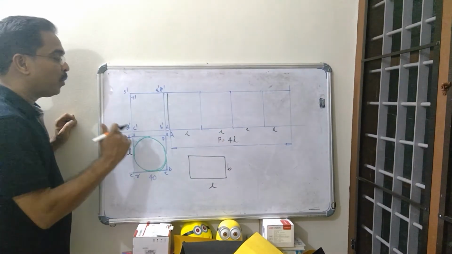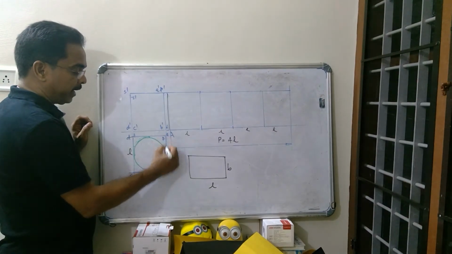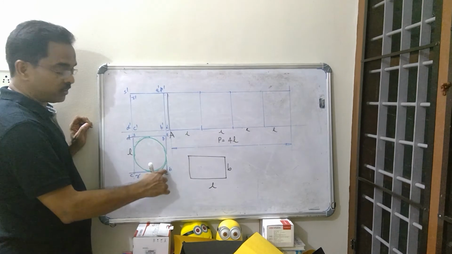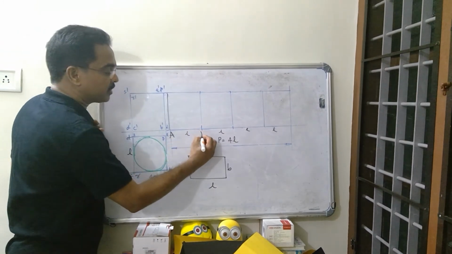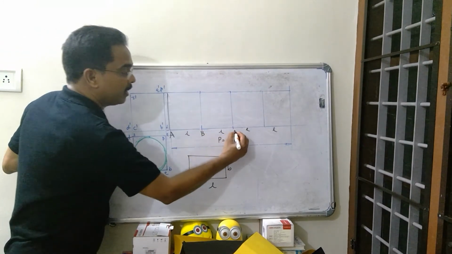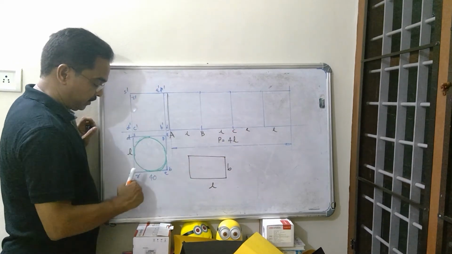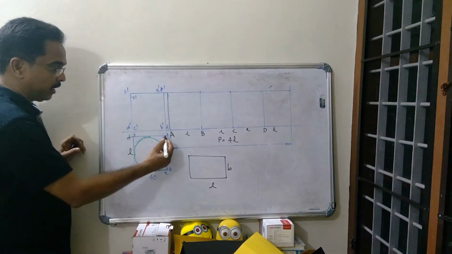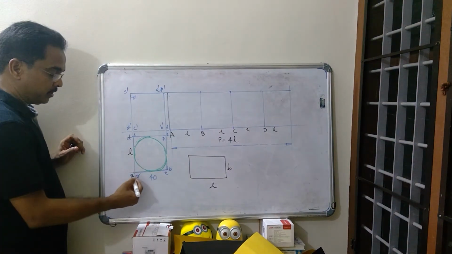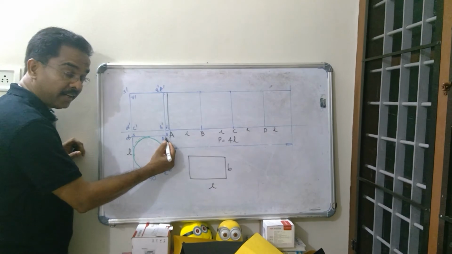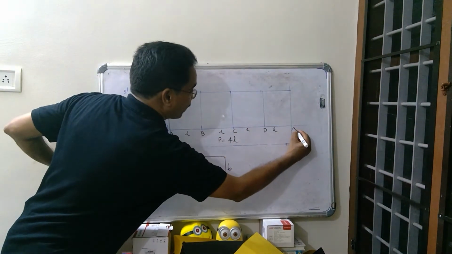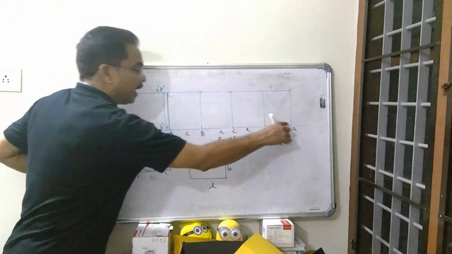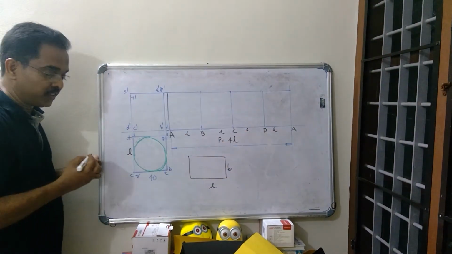Okay. Now I am marking A, B, C, D. So I am marking here A, and the A to B distance is L. So this point is B. This is C, then D. What is this point? Starting from A, B, C, D, and again A. So this is very important: in developmental surfaces, the starting point and the end point remain the same.